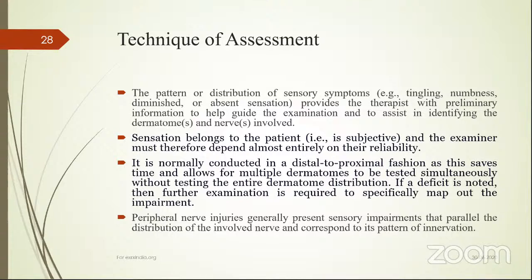So from the distal nerve itself, if you find any problem, then you do one test of the full dermatome. What we do is we test some areas, and if we find any problem, then we test the full dermatome. It will be time saving, and we can test multiple dermatomes within a less time period. If there is any problem, then we specifically go and map out which dermatome is the problem.